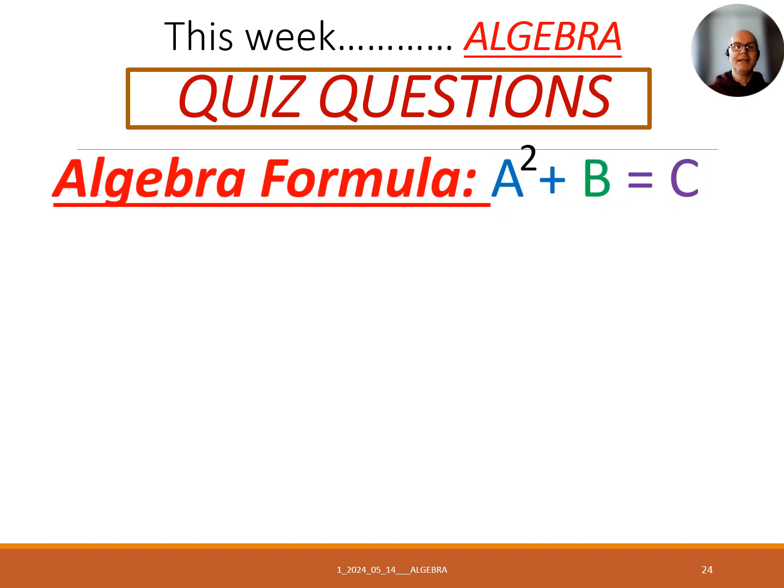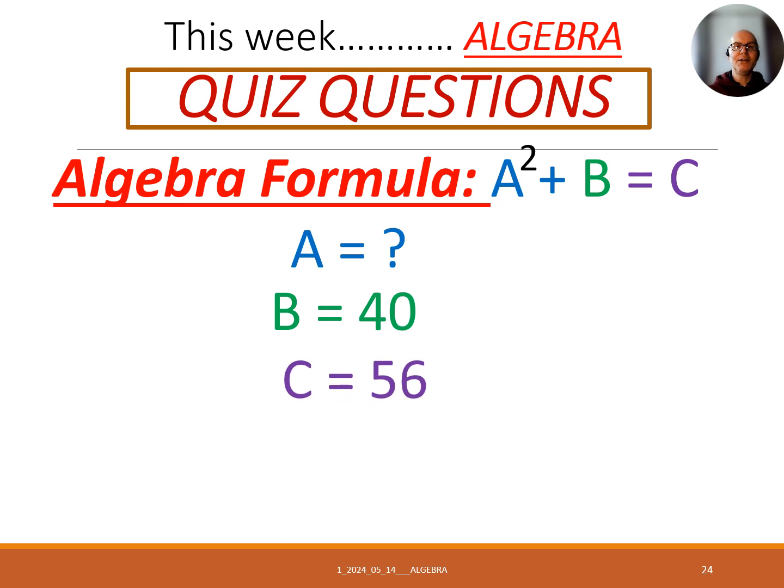Question 9. A squared plus B equals C. A is what we're trying to work out. B equals 40 and C equals 56. Put those numbers into the formula. A squared plus 40 equals 56. So what number plus 40 equals 56? So it's 16. 16 plus 40 equals 56.